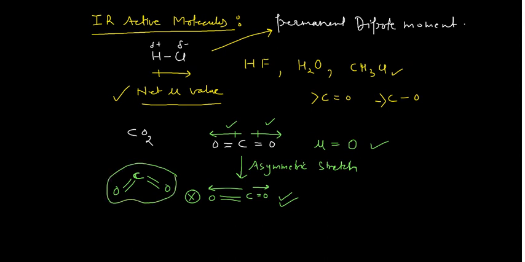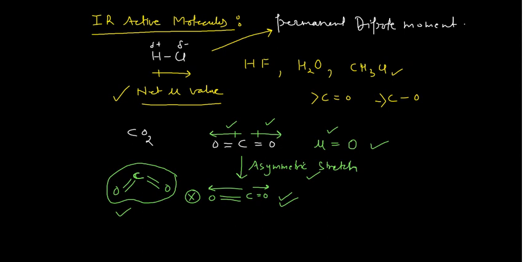That's why, though this carbon dioxide has zero dipole moment, some of its vibrations, like the asymmetric stretch or the bending vibrations, may be accompanied by a change in the dipole moment. That's why it is IR active. So the essential condition for a molecule to show the IR spectrum is that it must show a change in the dipole moment during the vibration. It is not necessary that the molecule has a permanent dipole moment, but it can induce the dipole moment. This is something very important.